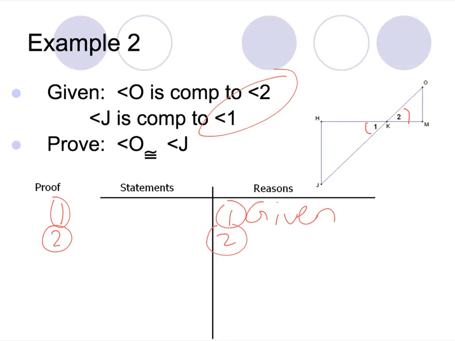So we got angle 1 and 2 are congruent. Angle 1 is congruent to angle 2.